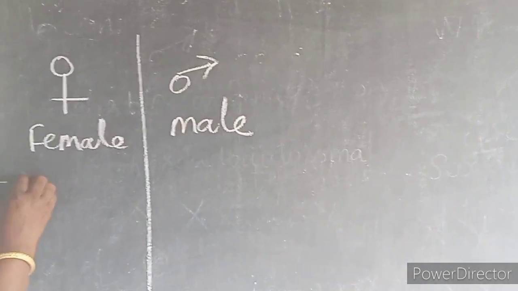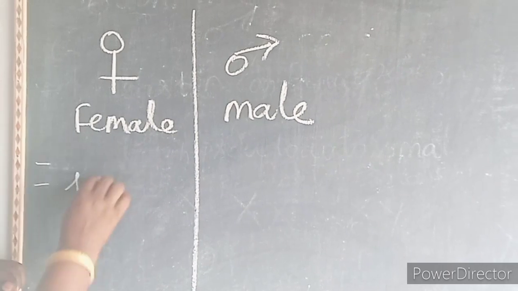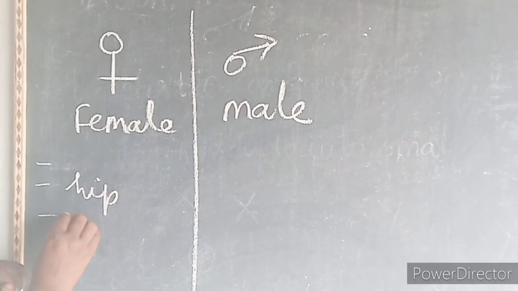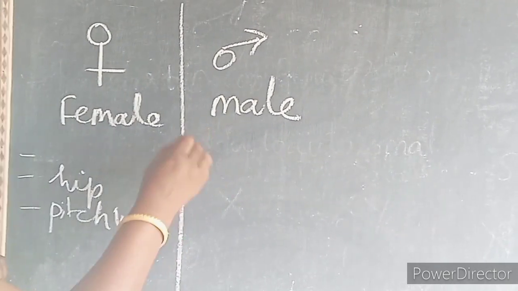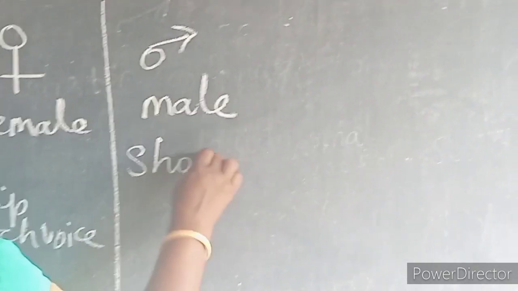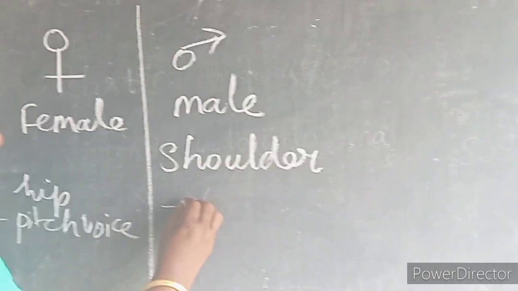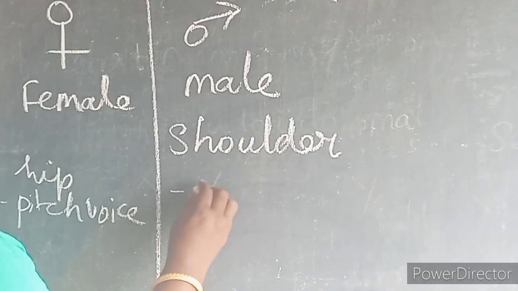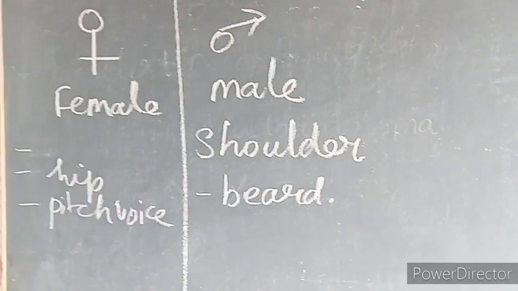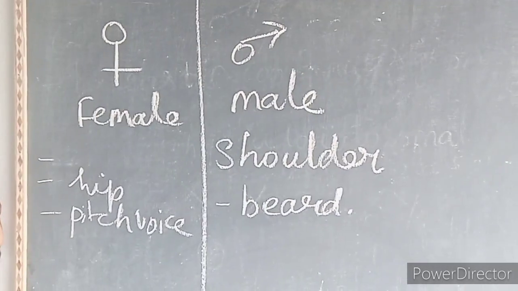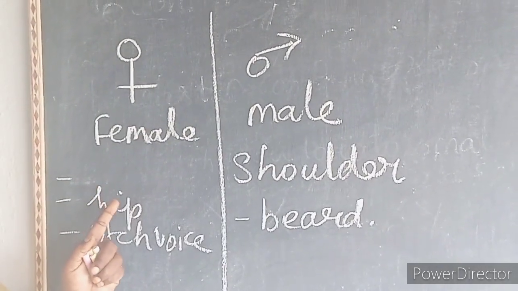In the female there is development of the breast, then development of the hip, then a pitched voice. In the male there is broadening of the shoulder, then a hoarse voice, that is a rough voice, and then the beard and the mustache. What is a beard and the mustache? That is dadi, meesa. All these are the secondary sexual characters which differentiate the male and the female.